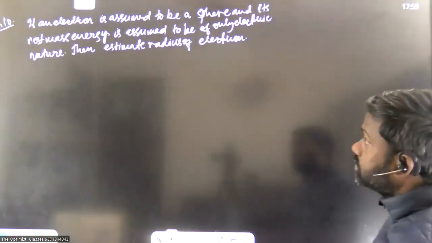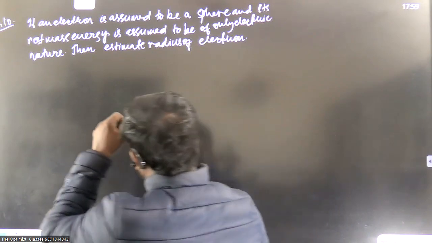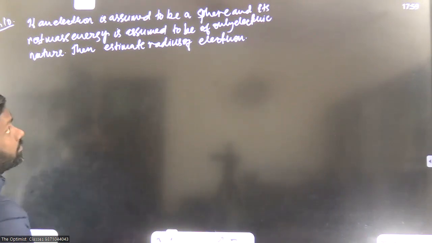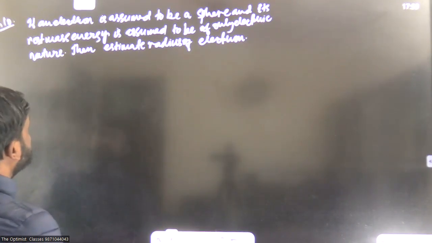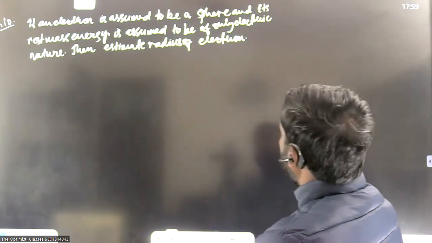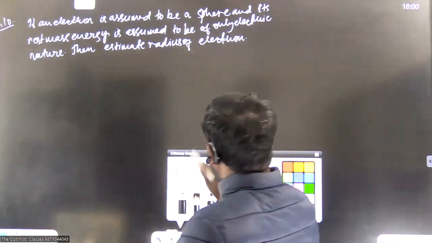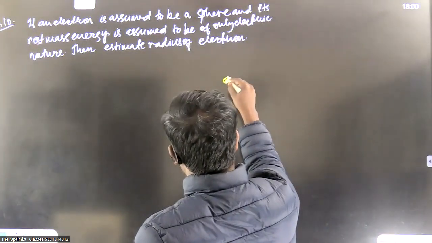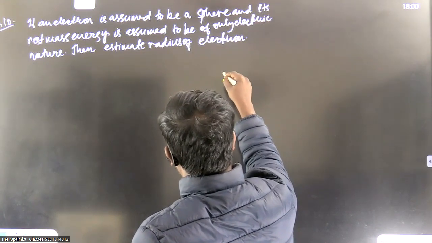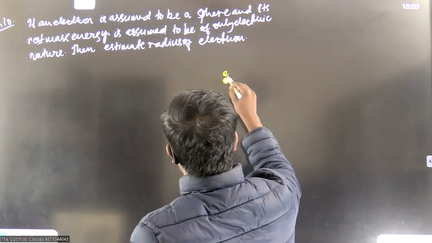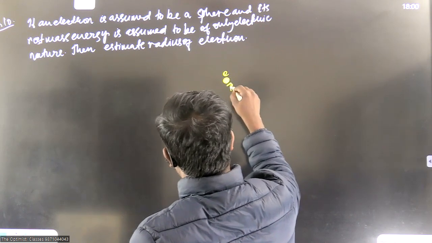Now, question number 10. It says if an electron is assumed to be a sphere and its radius, rest mass energy is assumed to be only of electric nature, then estimate radius of its electron. So we are assuming electron to be a tiny sphere. Its charge is E. Its radius is suppose something R.